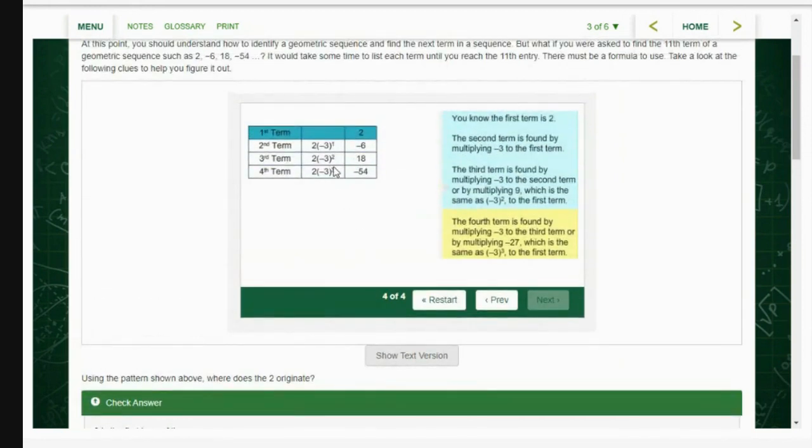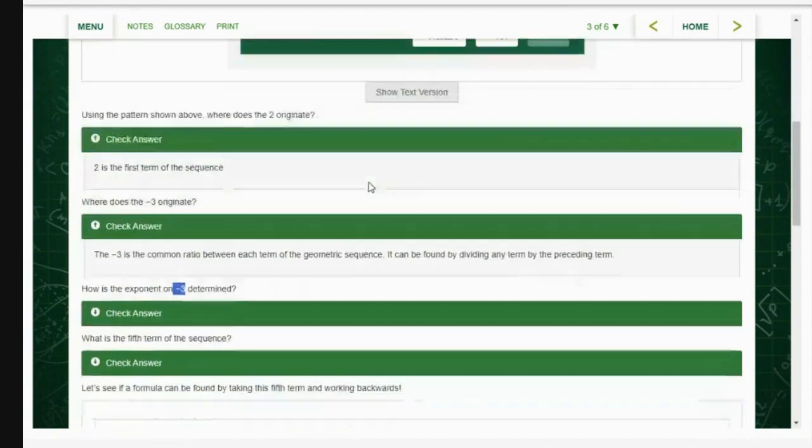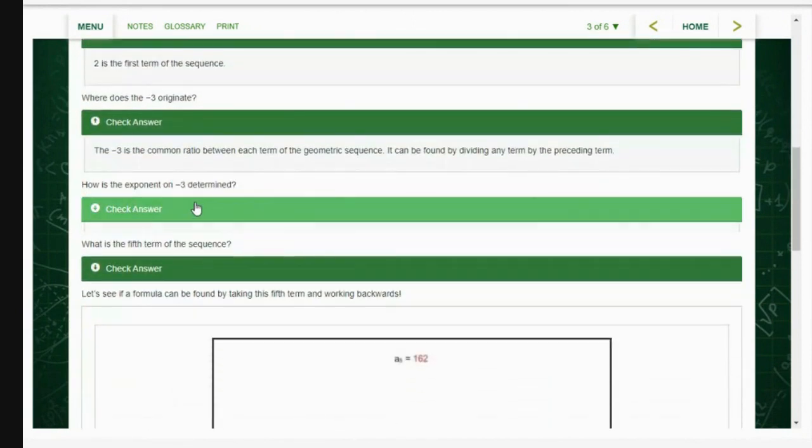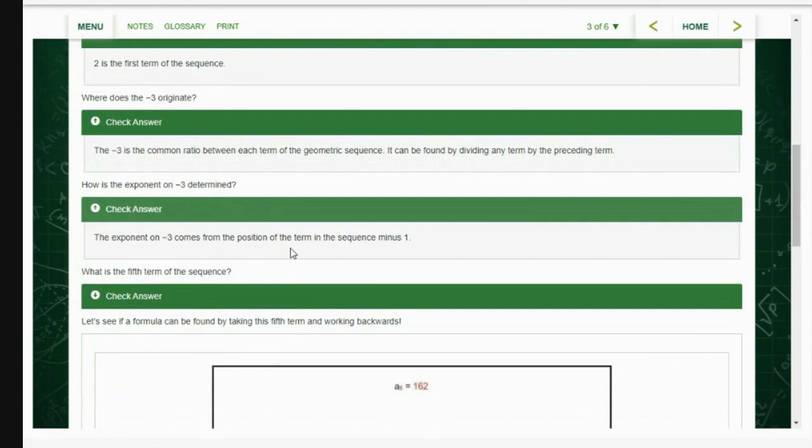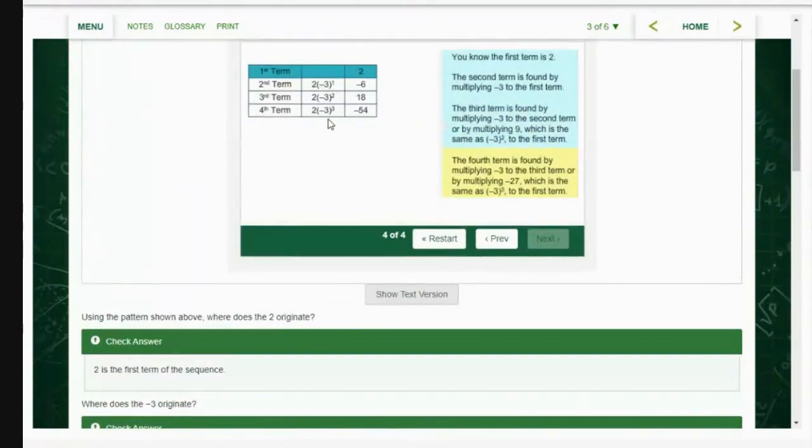The second term is 2 times negative 3 to the first power, because we've only multiplied by negative 3 once. The third term is 2 times negative 3 squared, because we took the first term, 2, and multiplied it by negative 3 twice. For the fourth term, we multiply the first term by negative 3 three times. That gets us to negative 54. So the exponent comes from the position of the term, minus 1. The fourth term has a power of 3.